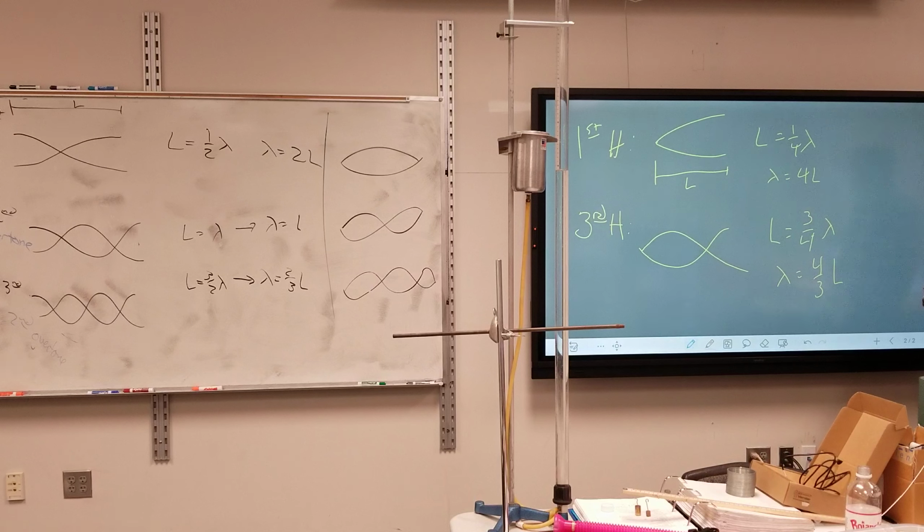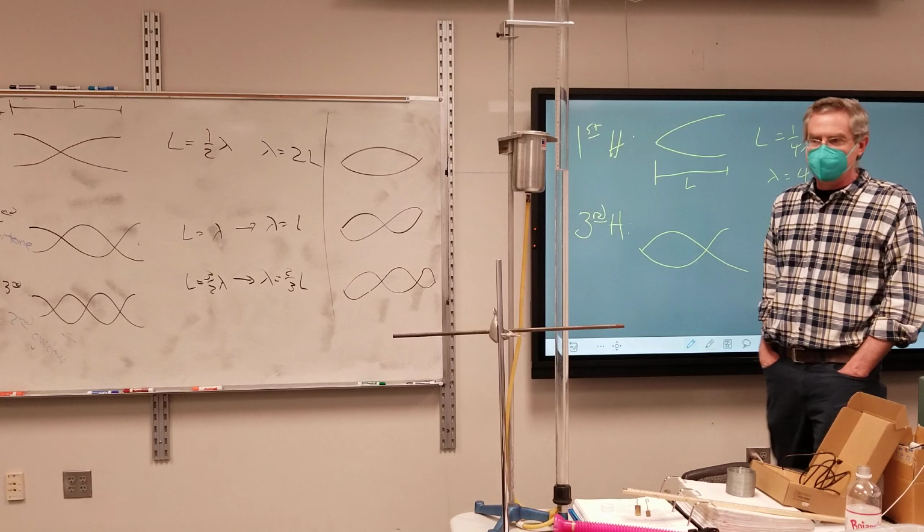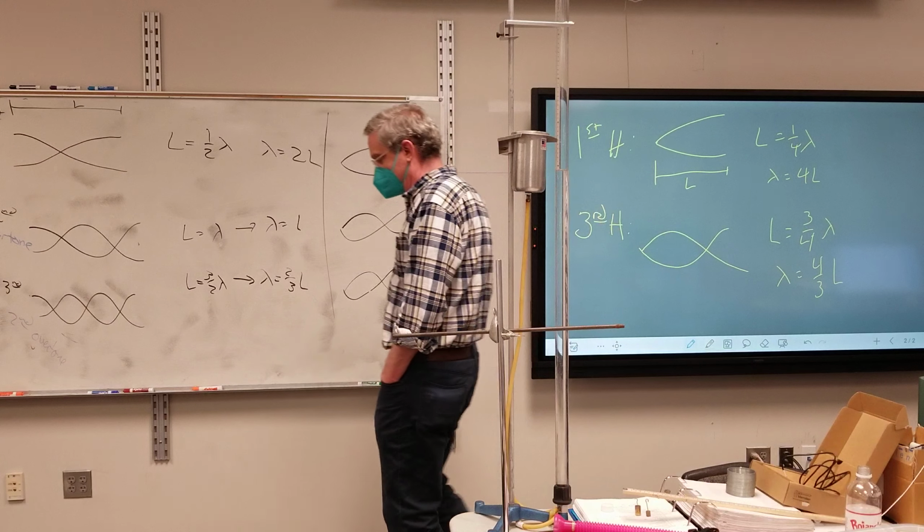Is it always a reciprocal? Yeah, if I have L equal to a certain number of wavelengths, and I'm isolating the wavelength, I'm going to multiply by the reciprocal. Oh, yeah, that makes sense. So there is no second harmonic? There's no second harmonic. Okay.